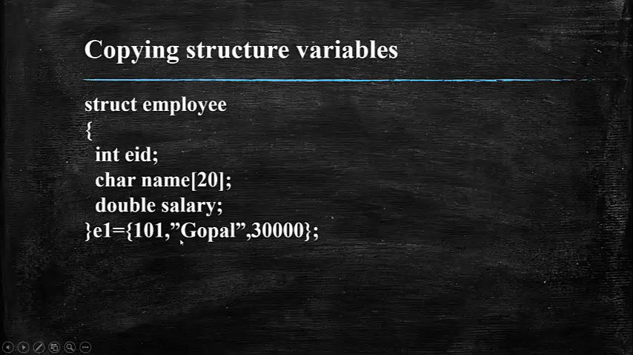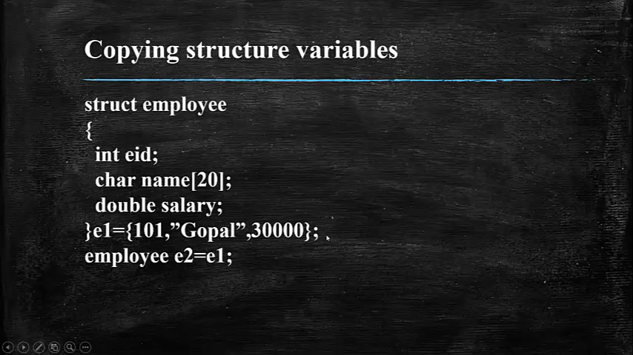101 will point to the employee ID, the name Gopal will point to the character array, and the value 30,000 will point to the salary member. All these members, employee ID, name, and salary, are members of your structure, and we have created the variable e1 for your structure, whose name is employee. So if you look at e1.eid, it will have the value 101, e1.name will have the value Gopal, and e1.salary will have the value 30,000.